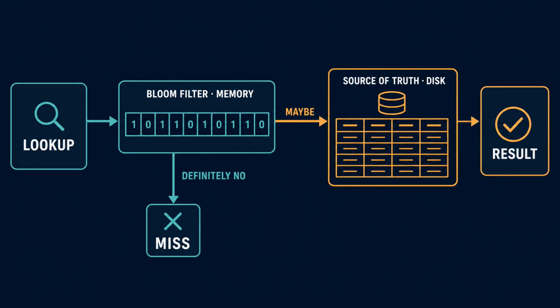In a storage engine, it can avoid reading a disk table that definitely does not contain the key. In a web crawler, it can reduce duplicate URL checks. In a cache system, the filter can keep repeated misses from reaching the database. But when the answer is maybe, still check the authoritative store. Monitor the observed false positive rate and rebuild when the filter becomes too full or the underlying set changes substantially.